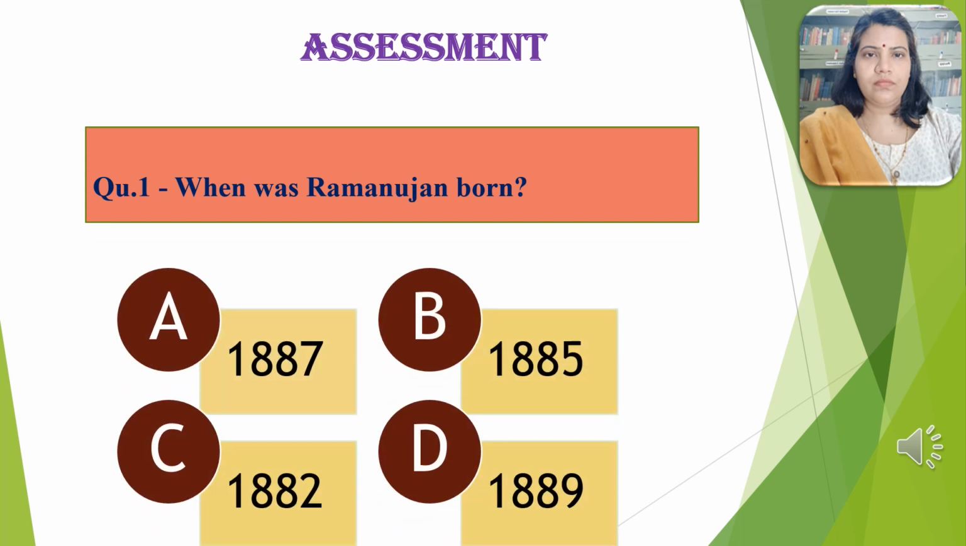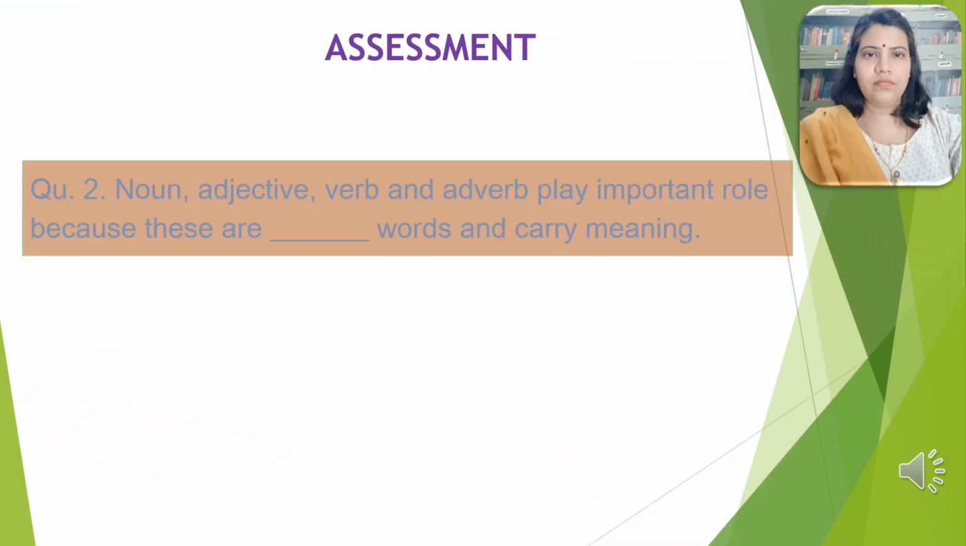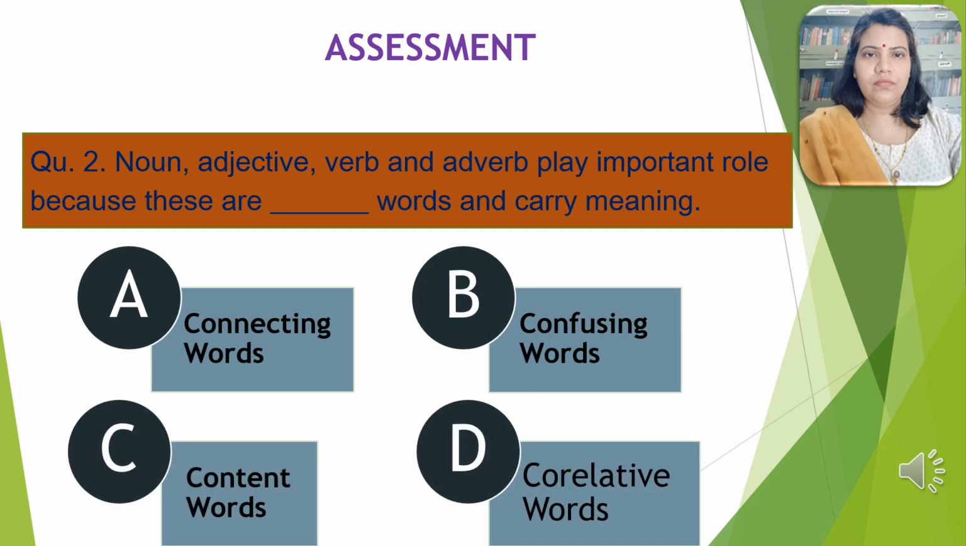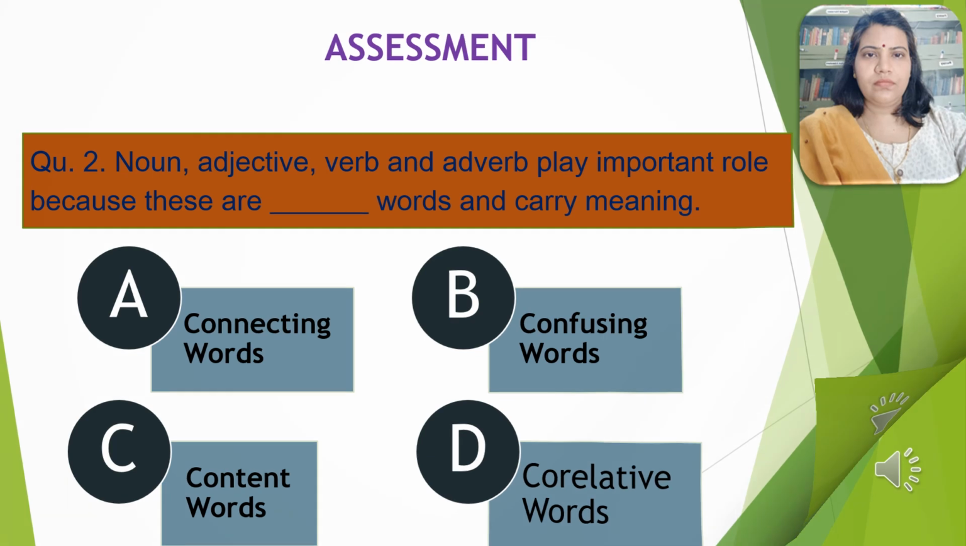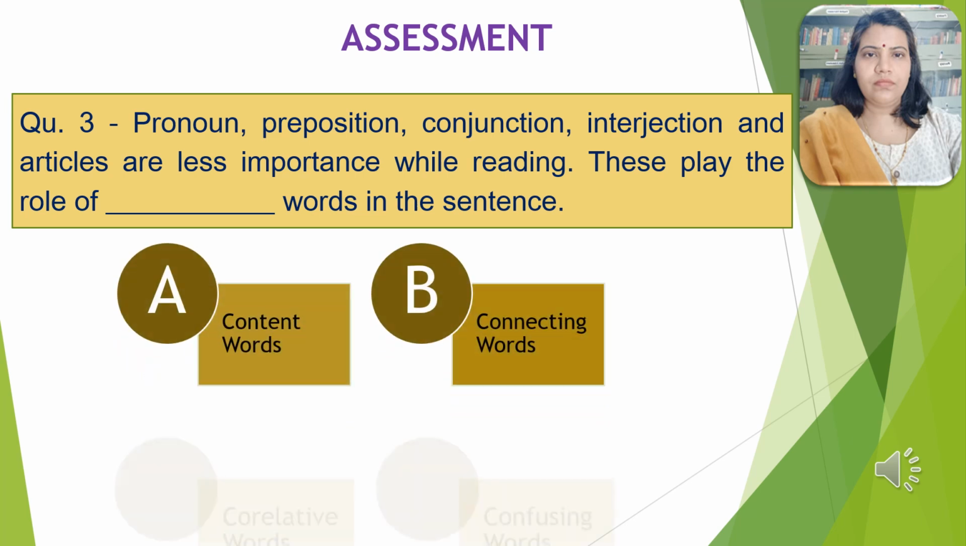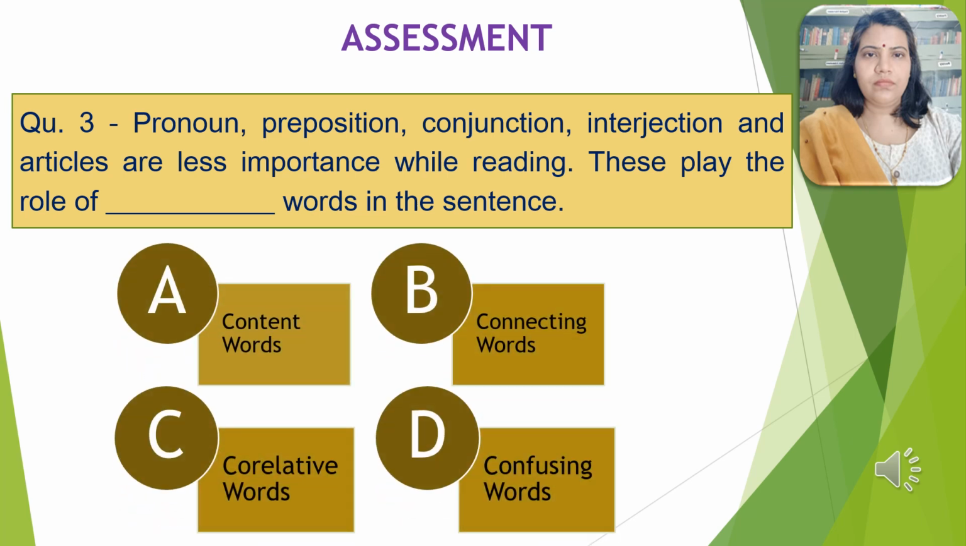Let's have assessment questions. Question 1. When was Ramanujan born? Options are 1887, 1885, 1882 and 1889. Question 2: noun, adjective, verb and adverb play an important role because these are blank words and carry meaning. Options are connecting words, confusing words, content words and correlative words. Third question: pronoun, preposition, conjunction, interjection and articles are less important while reading. These play the role of blank words in the sentence. Options are content words, connecting words, correlative words, and confusing words.